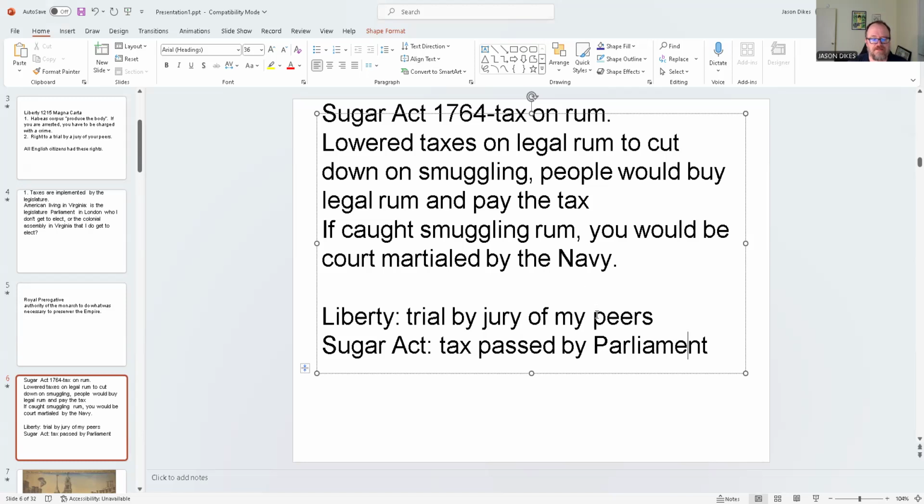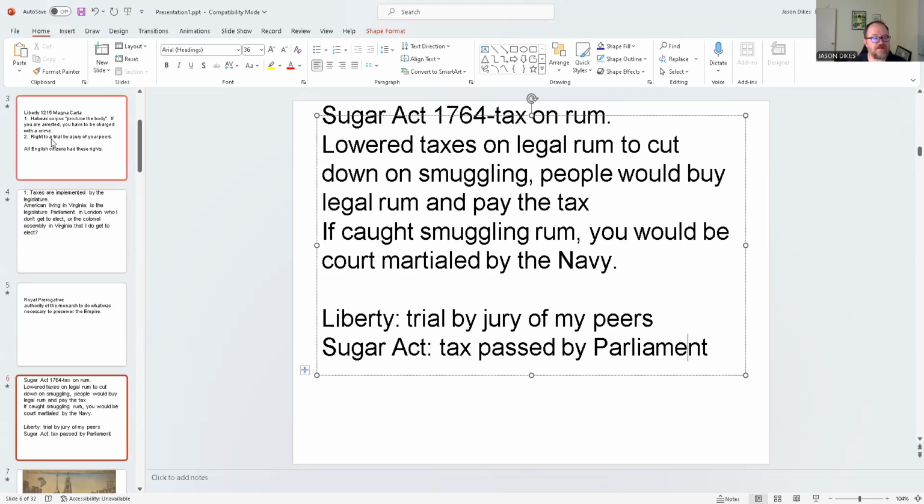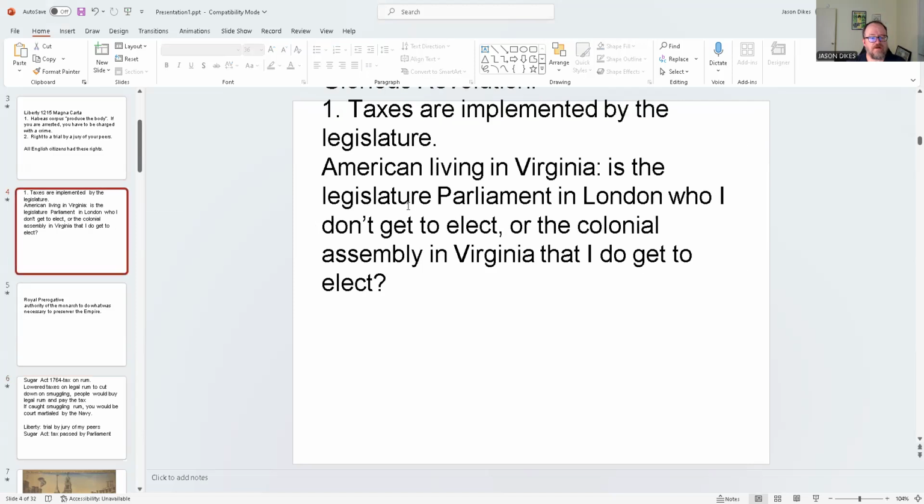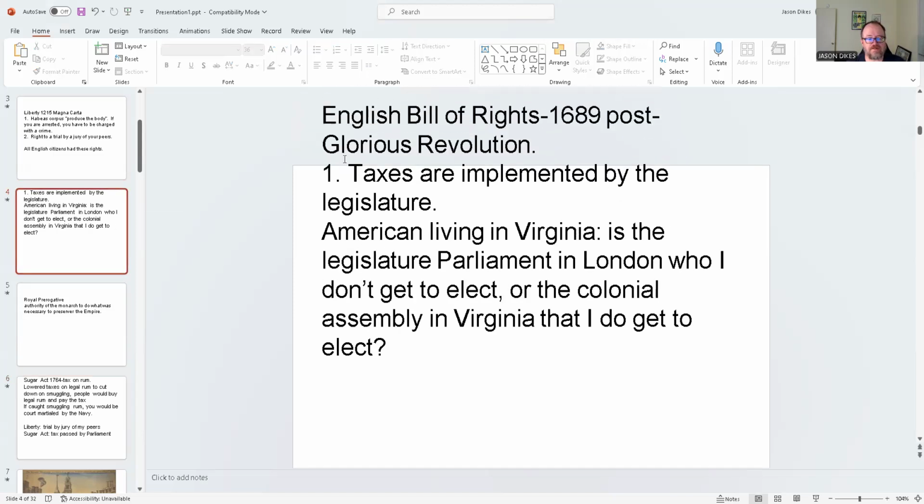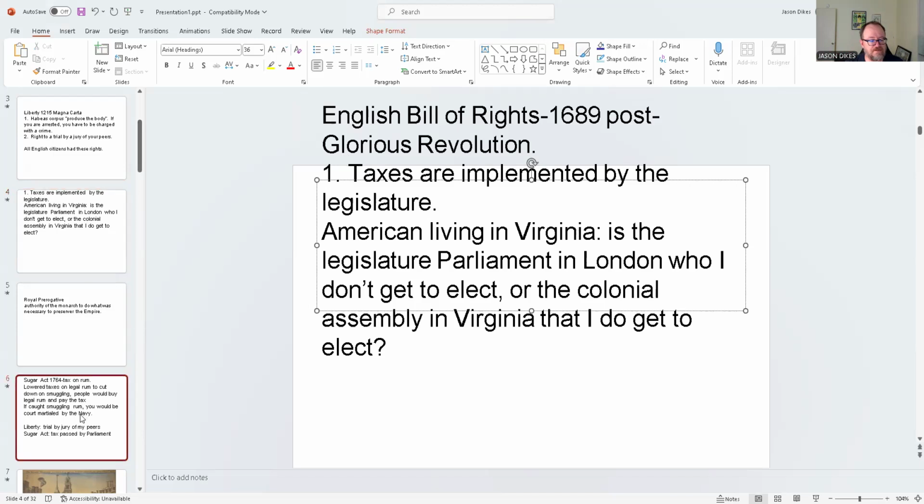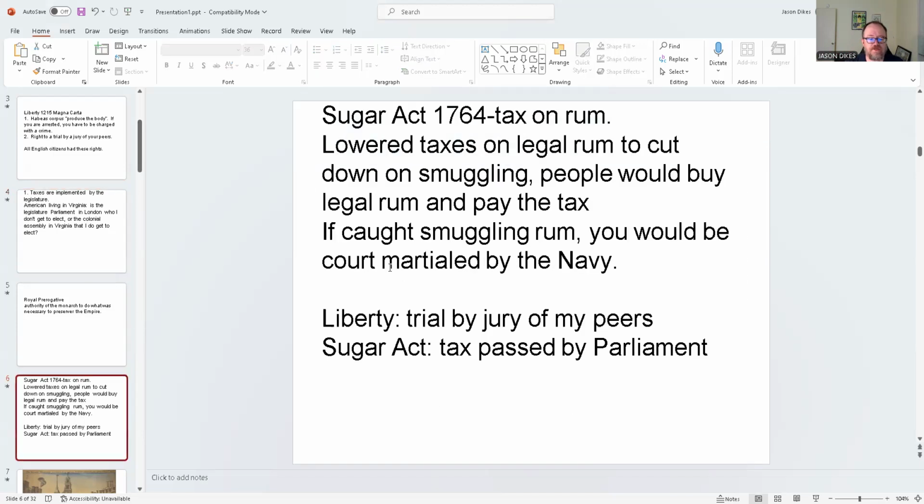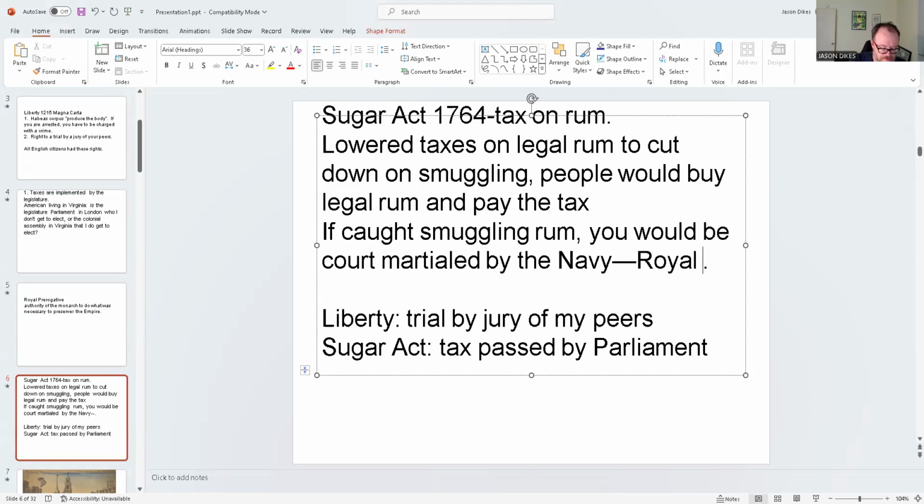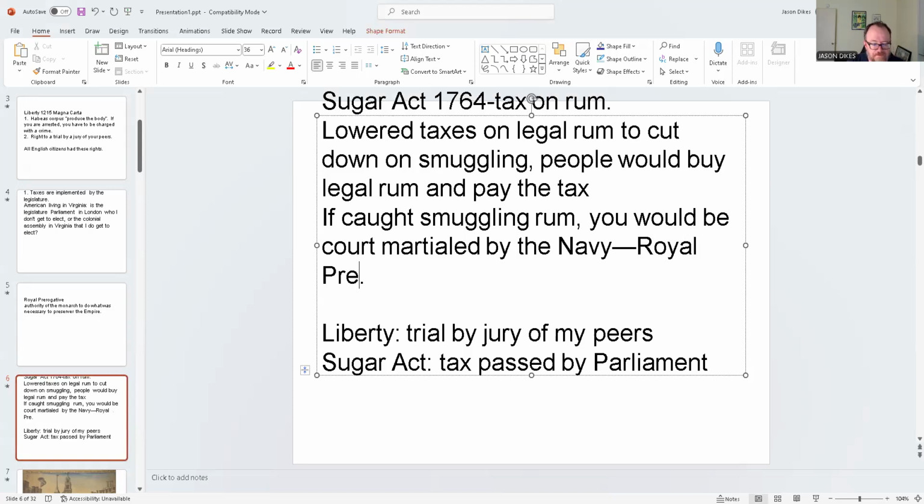So that is an example of the way these things are going to begin butting against each other, particularly this issue over taxes, not only who's passing these tax laws, but who's enforcing them and how they're being enforced. We're going to see a lot of that as we start making our way into the 1760s and 1770s. As far as being court-martialed by the Navy, that would go back to royal prerogative.